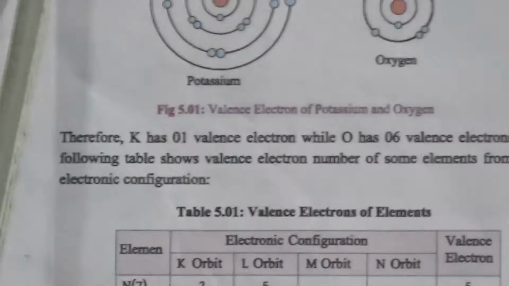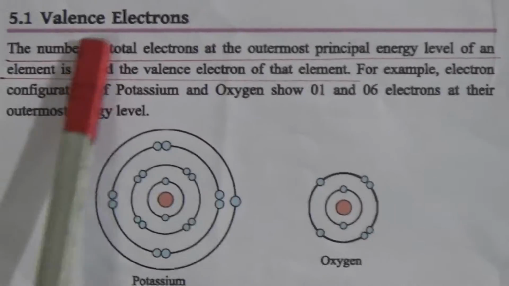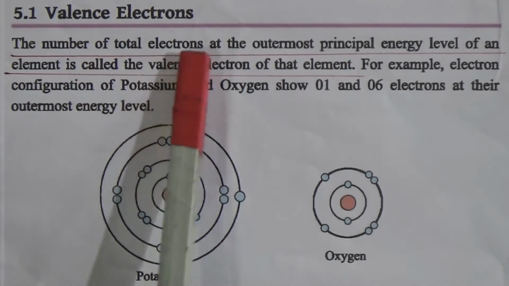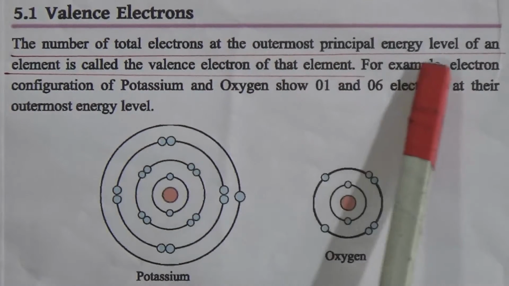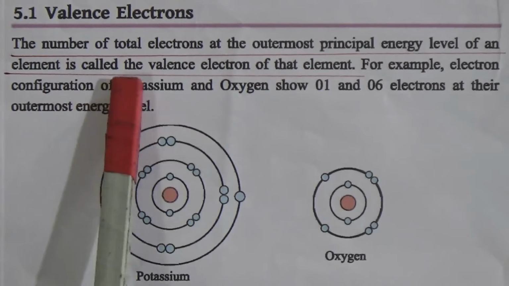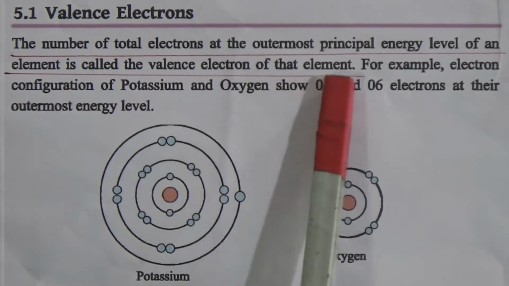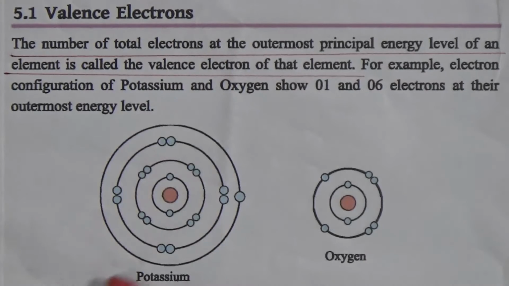Now we will learn about the valence electron. The number of electrons at the outermost principal energy level of an element is called its valence electron. In this atomic picture of potassium, in the last orbital potassium has only one electron, and the valence electron of potassium is 1. If you observe oxygen, the outermost principal energy level of oxygen has 6 electrons.